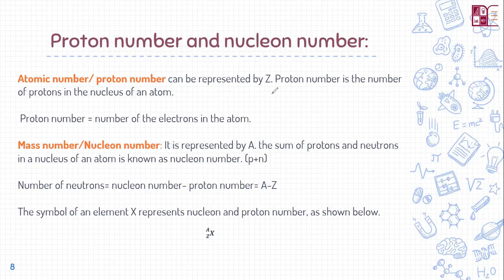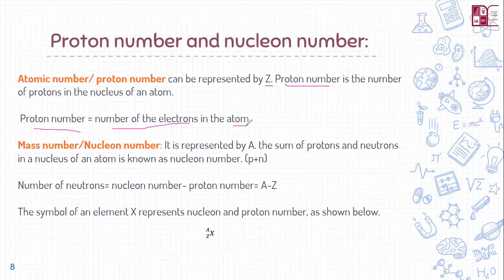The atomic number or the proton number is represented by capital Z. The proton number is basically the number of protons carried by the nucleus of an atom. The proton number is equal to the number of electrons in an atom, not talking about any ions. Mass number or the nucleon number, they both are the same. They are represented by capital A, and this is the sum of the protons and the neutrons present inside the nucleus of an atom. So this is going to be the sum of the protons and the neutrons.